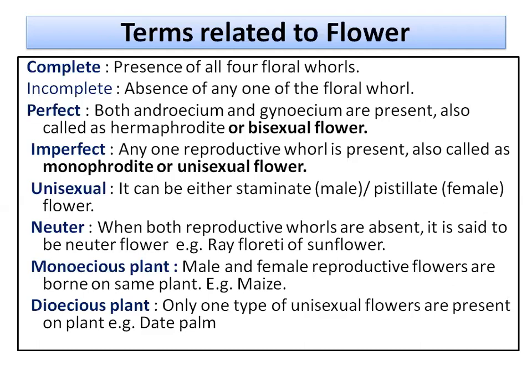In a dioecious plant, only one type of unisexual flower is present on the plant. Example: date palm. So this plant contains either only male flowers, or other plants contain only female flowers. Dioecious means two, so male plants and female plants grow separately. The male plant has male flowers, and the female plant has female flowers.